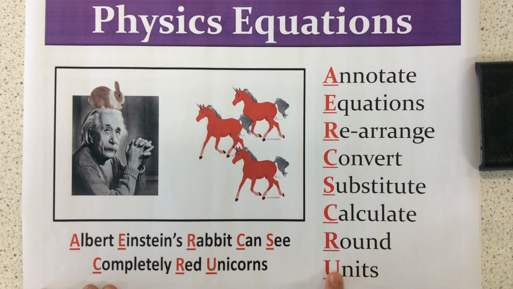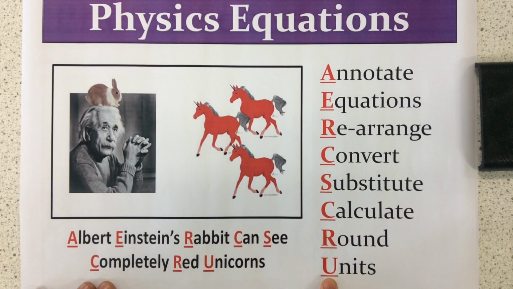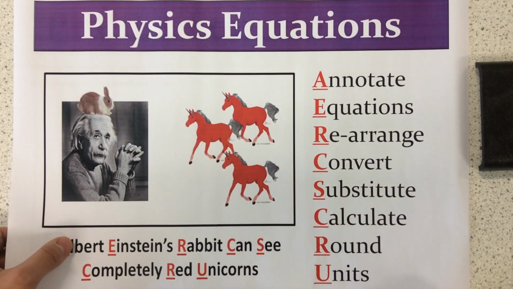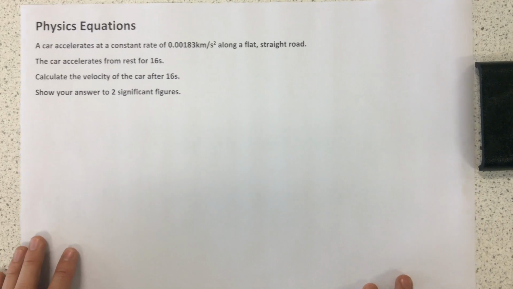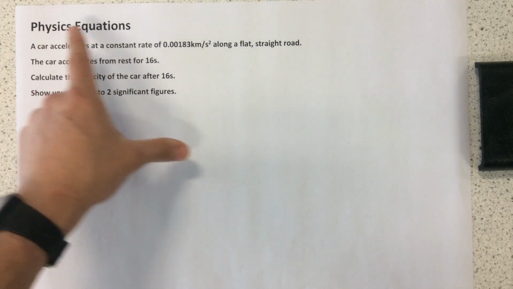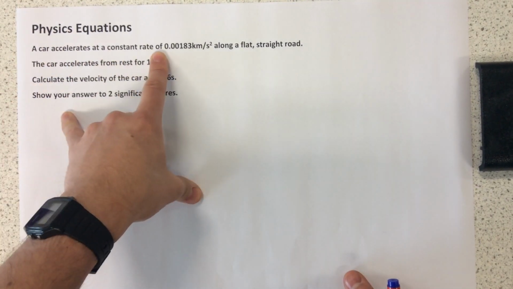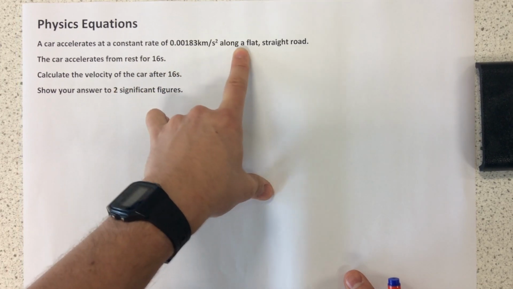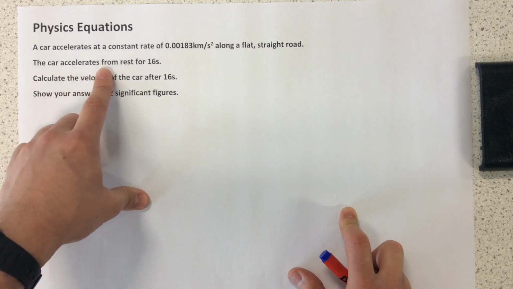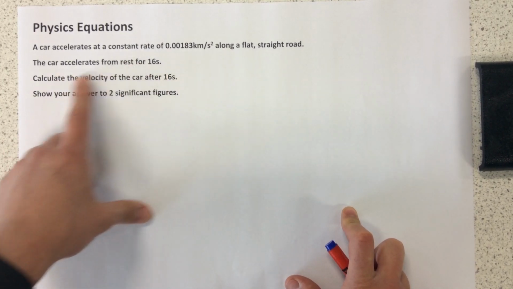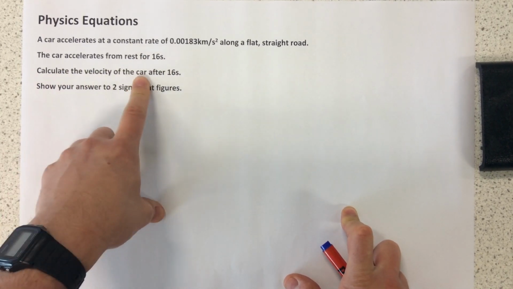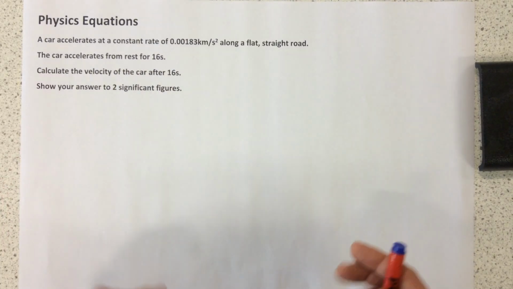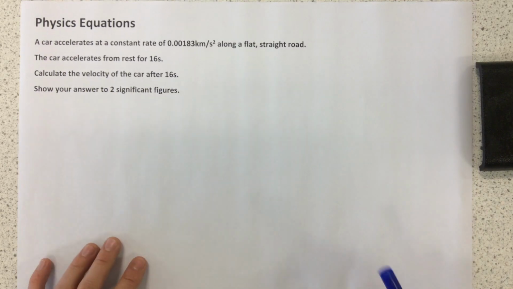If you follow each of these steps through, then you should be able to answer pretty much every question in physics to do with equations. So here's an example. The question says, a car accelerates at a constant rate of 0.00183 kilometers per second squared along a flat, straight road. The car accelerates from rest for 16 seconds. Calculate the velocity of the car after 16 seconds. Show your answer to two significant figures. So this is a kind of typical question we get at GCSE.